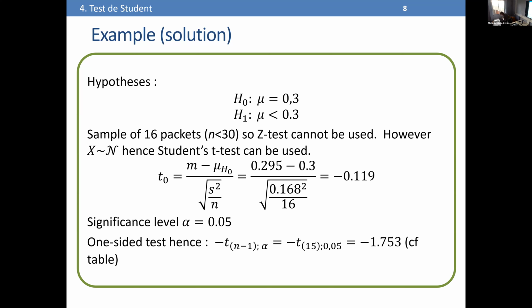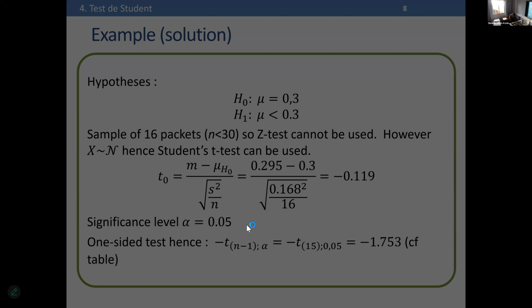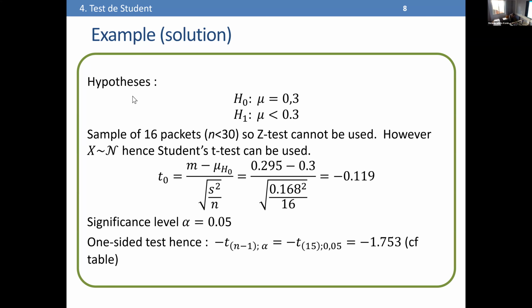We go to the next example. So off we go. Now, next slide.